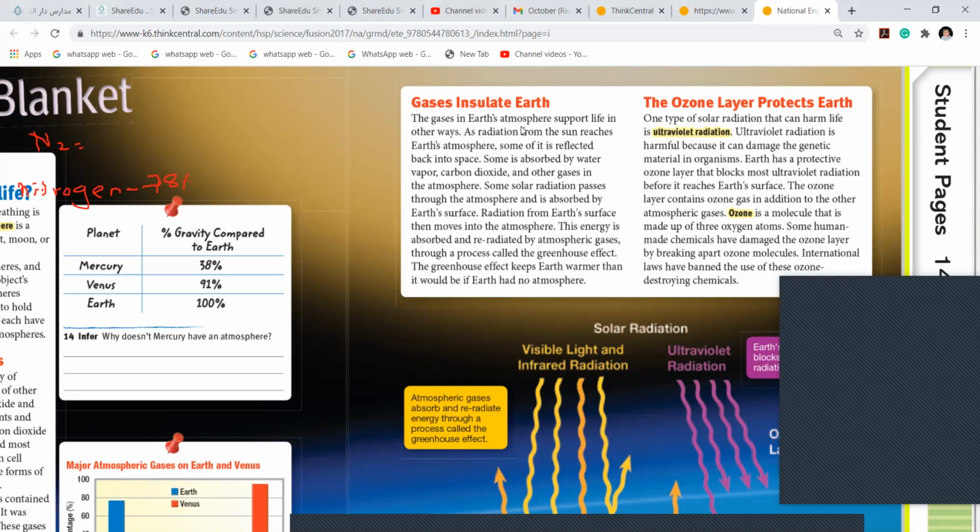Similarly, some gases act as an insulator to Earth. Some solar radiation passes through the atmosphere and is absorbed by Earth's surface. Radiations from the Earth's surface move in the atmosphere. This energy is then absorbed and re-radiated by atmospheric gases in a process called the greenhouse effect. What does this greenhouse effect do? It keeps the Earth warmer.